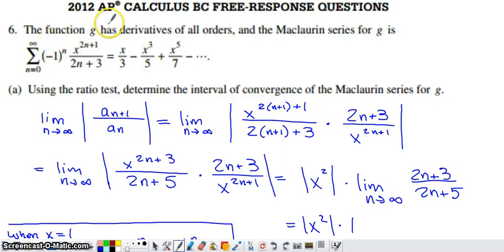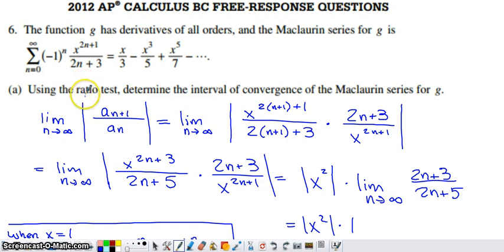So here's question number 6 from the 2012 BC exam. In this problem, they give you a function g. They tell you it has derivatives of all orders. And then they tell you what the Maclaurin series representation for g is. So here would be the general term in sigma notation, and here would be the first few pieces of expanded form for that series.